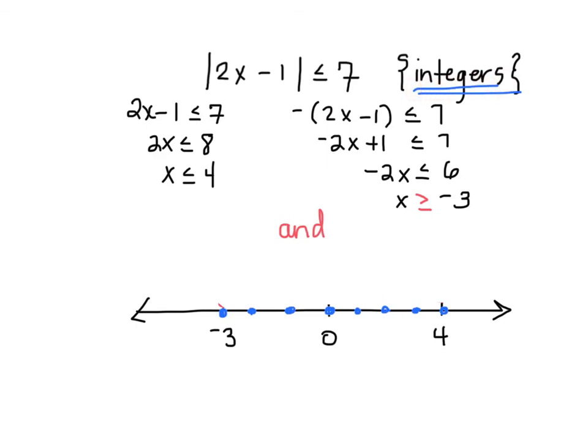I can't use set notation to indicate what solutions I have because I'm not going from one number to another and including everything in between. I'm just using -3, -2, -1, 0, 1, 2, 3, and 4. So I'm going to put them in set notation. Set notation is used when you have individual answers and not a whole bunch of answers continuous.